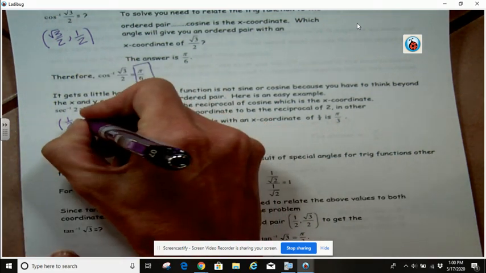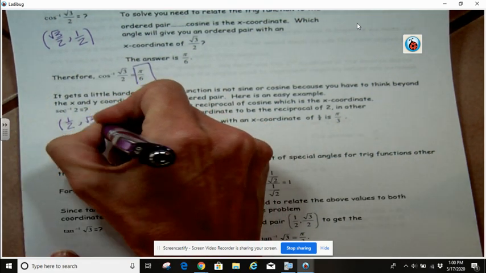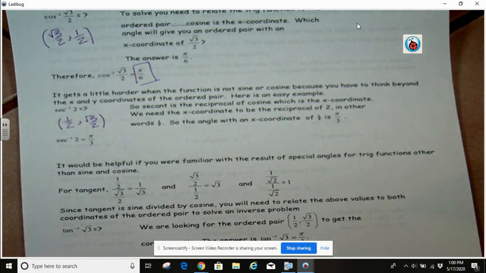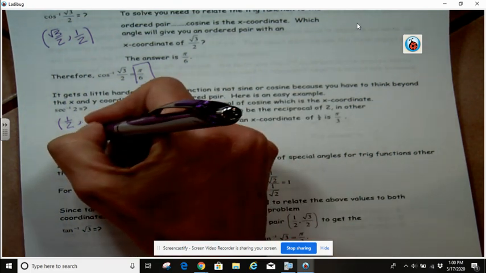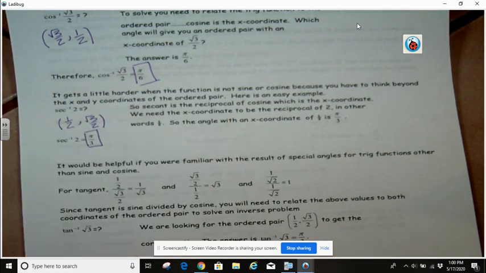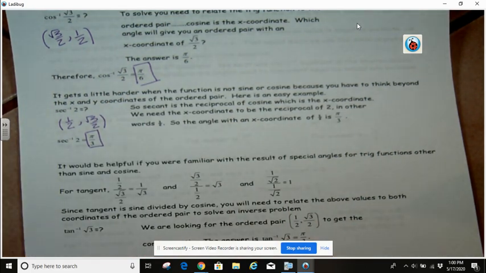And then the only thing that the y-coordinate can be is square root of 3 over 2. Because again, there's only 7 ordered pairs, and the only one that has an x-coordinate of 1/2 has a y-coordinate of square root of 3 over 2. So what angle gives me that ordered pair? The answer, I get that ordered pair from an angle of pi over 3.